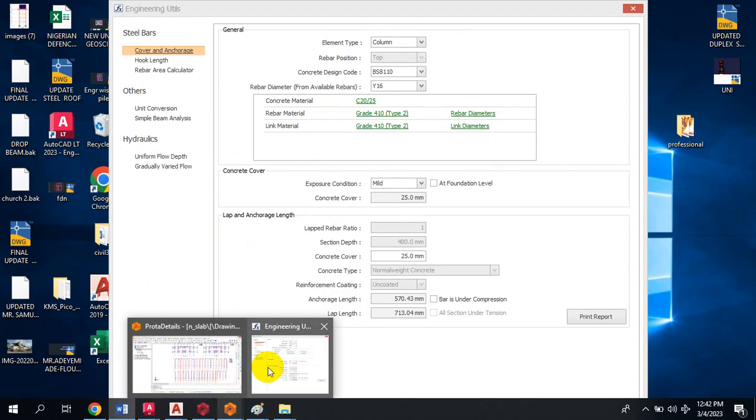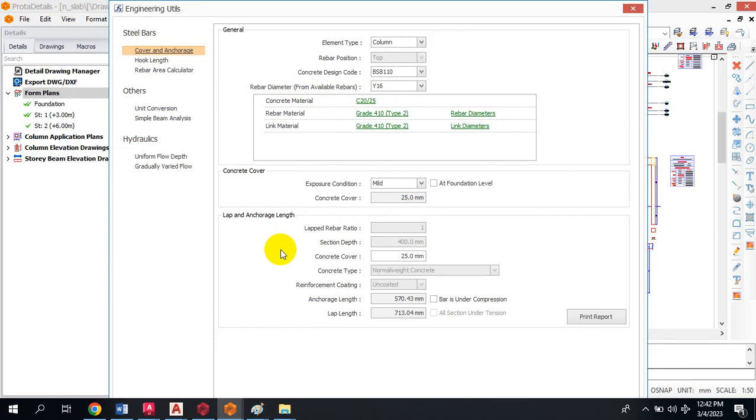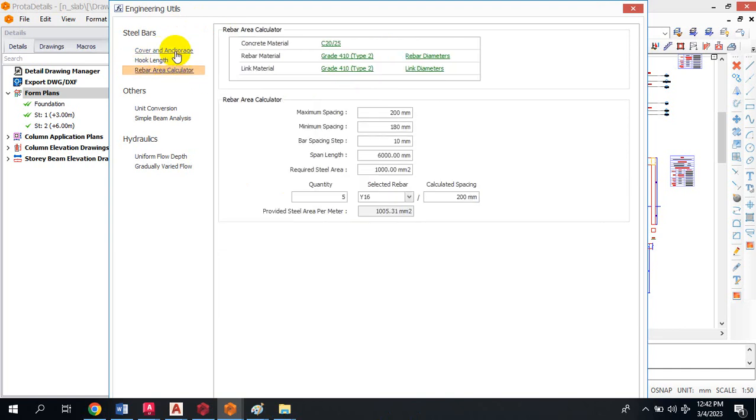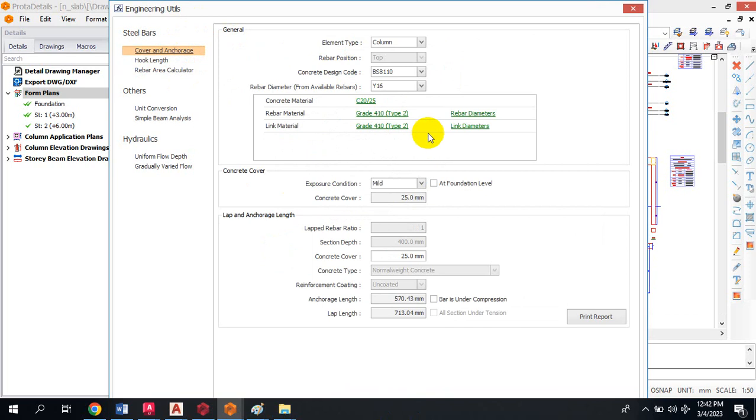Today I'm going to be showing you something very interesting I recently just discovered in our Protastructure 2022. We'll call this the engineering utilities, okay? Alright, you can see here we have cover and anchorage hook length. So you can use this to manually check, most especially when you are doing your design manually, or you want to analyze manually rather. You can actually use all of this to make your work much easier and even faster.